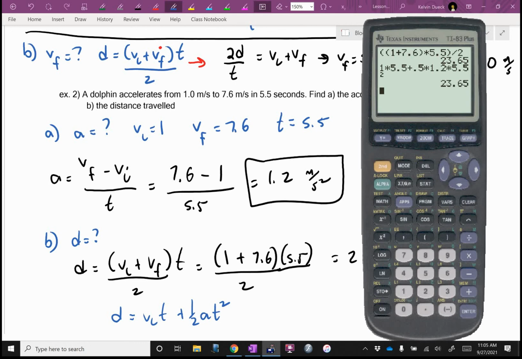A good way to check your answers, you'll often find, especially if there's a part B and a part C, is that you can find part B and part C in more than one way. If you get the same answers both ways, you've got to be right.